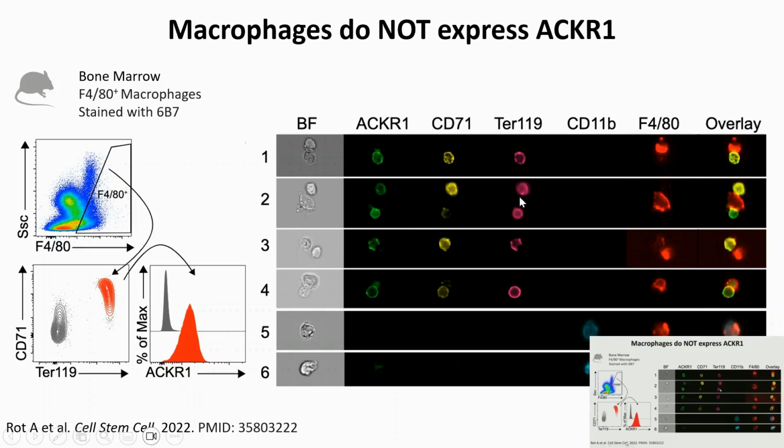Because we identify some cell complexes which consist of one macrophage here, F480, for instance, if you look at lane 2. So you have one macrophage for F480, which is bound with two erythroid cells, which express CD71, TER119, and SEKR1. And it's the same for all the cells that we can see here. So this tells us, and that's the conclusion of this experiment, that macrophages do not express SEKR1.